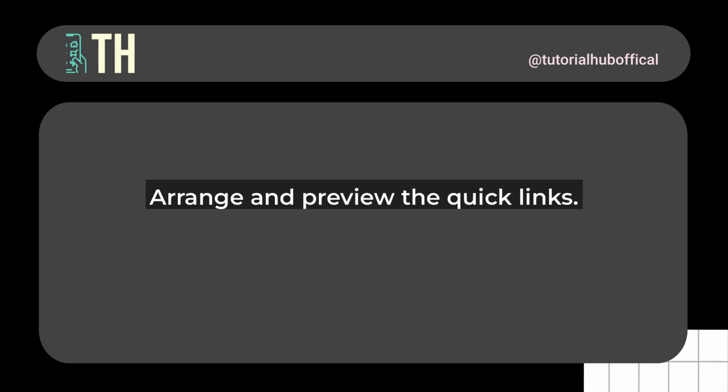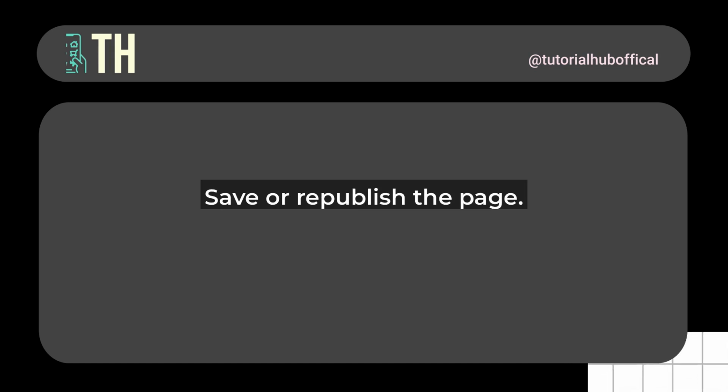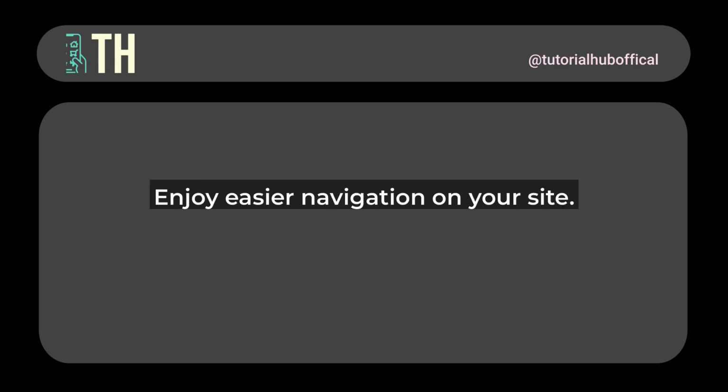Step 6. Once everything is set, hit Save or Republish at the top to apply your changes and make them live for everyone. And there you have it, quick links added in no time. This feature in SharePoint 2025 is all about boosting productivity, so give it a try on your own site.